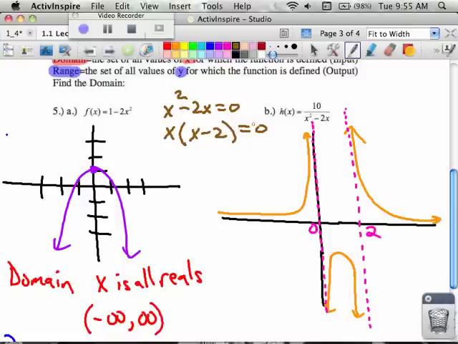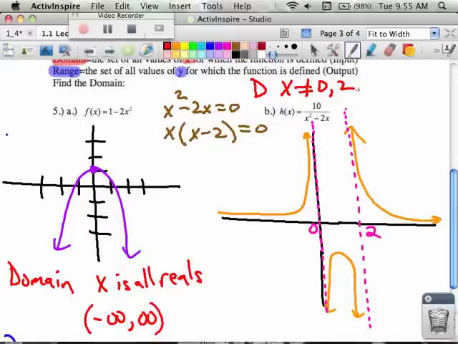And x is the domain. So if I'm talking about my domain, I would tell you that the x's can be anything you want it to be. Anything. Except for 0 and 2. The way that I would write that is x not equal to 0 or 2. This is one way to write it.